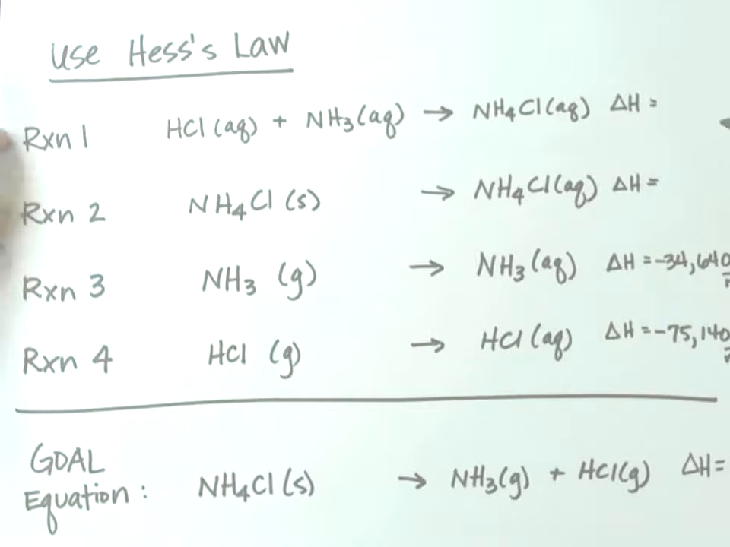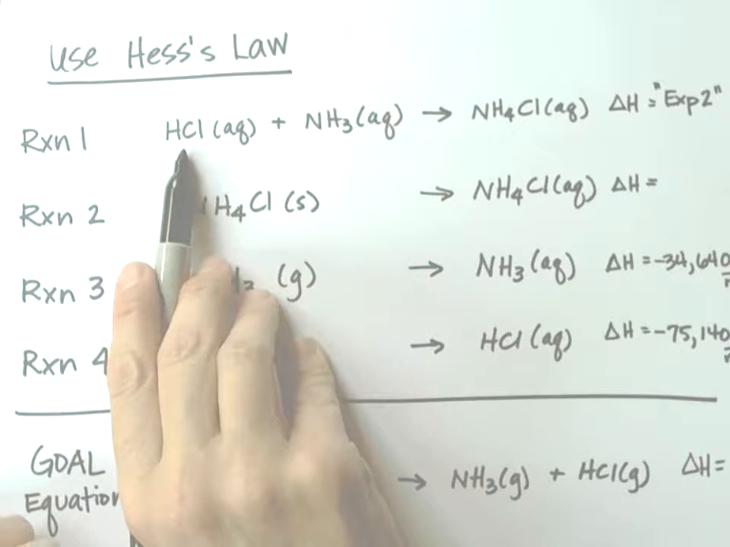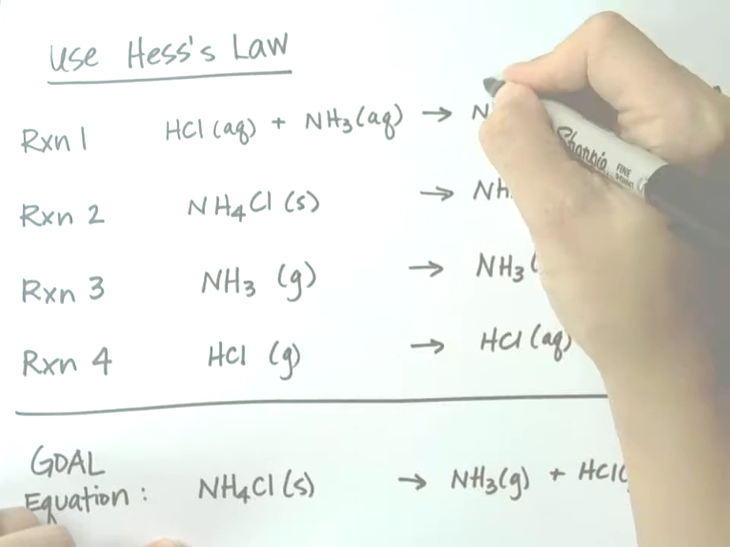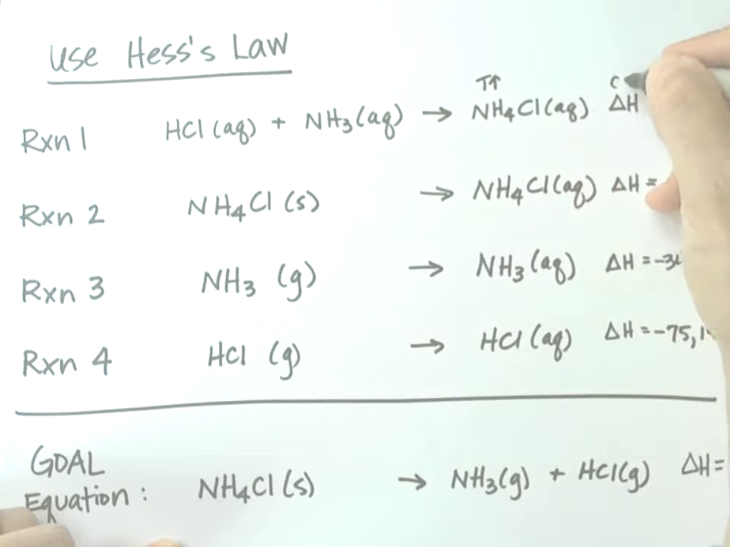Reactions 1 and 2 are those that we're doing the lab for. So in the experiment, late night labs refers to this part as experiment 2. In experiment 2, you're going to basically take a solution of hydrochloric acid, add it to a solution of ammonia. The temperature is going to go up. You're going to calculate the delta H for that reaction.